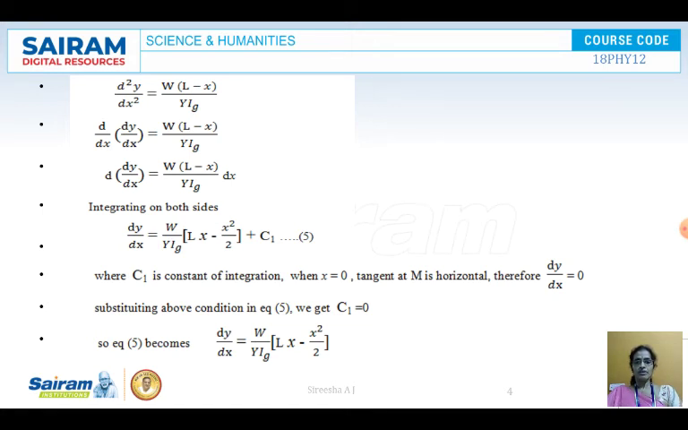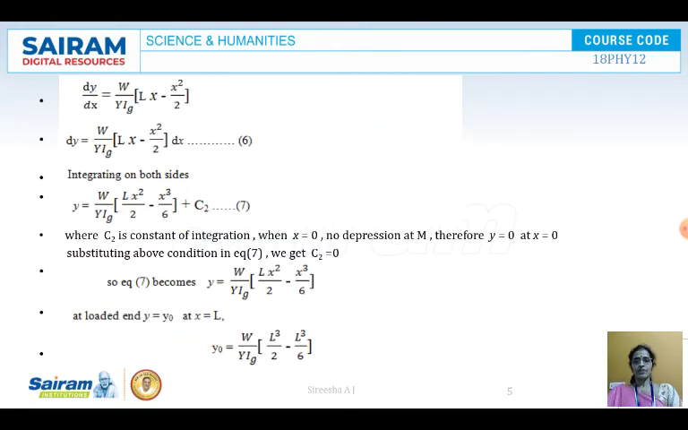Since here c1 is a constant of integration and we have applied the limit at x equal to 0, dy by dx goes to 0. Therefore, substituting this dy by dx at x equal to 0, we get c1 equal to 0. So, equation 5 becomes dy by dx is equal to w by YIg into (lx minus x square by 2). Now, since c1 goes to 0, we can directly apply that value of c1 equal to 0 into equation 5.